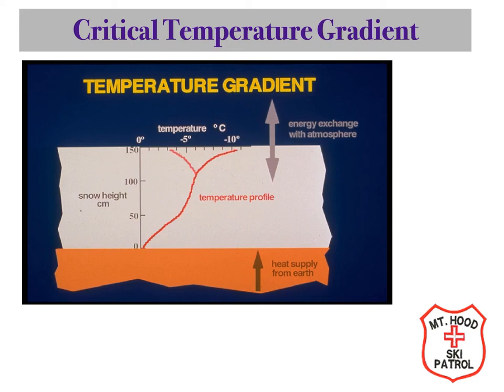Note that the air temperature can change throughout the day and night, so the temperature gradient will change as well. This is known as a diurnal cycle. Also note, as the snowpack settles or new snow falls, the temperature gradient will change.